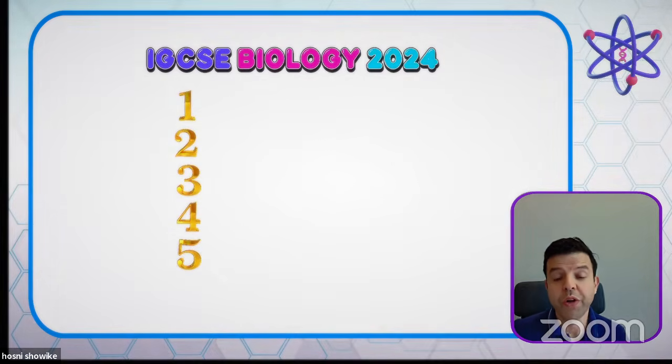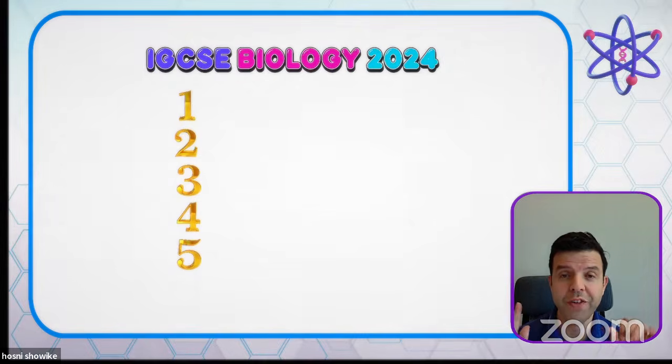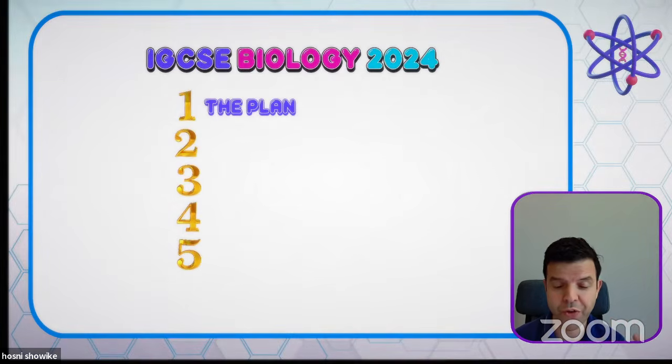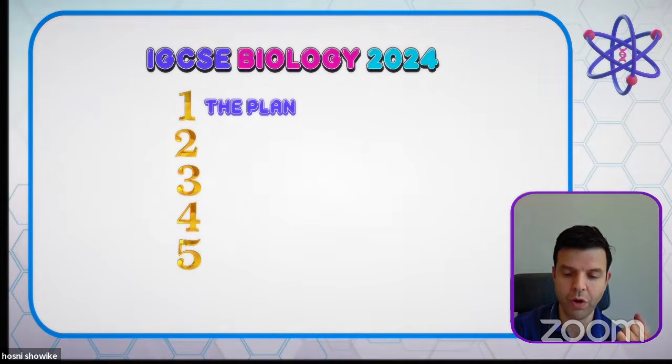Good evening. We're going over the orientation of IGCSE Biology. This session will be divided into 5 parts. The first part talks about the plan for this year, meaning the schedule, when are we going to start, when are we going to finish the syllabus, so on.